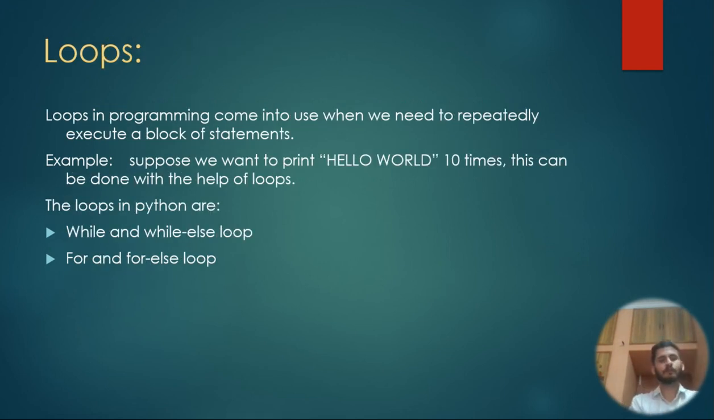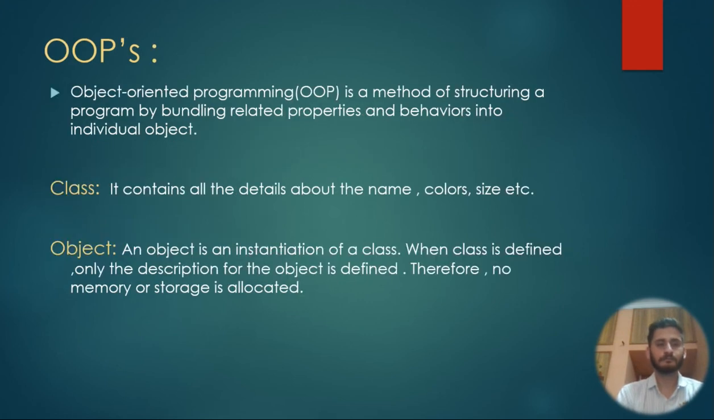Then the loops. Loops in programming come into use when we need to repeatedly execute a block of statements. For example, suppose we want to print hello world 10 times or 100 times. This can be done with the help of loops. The loops in Python are while and while else loop, for and for else loop.